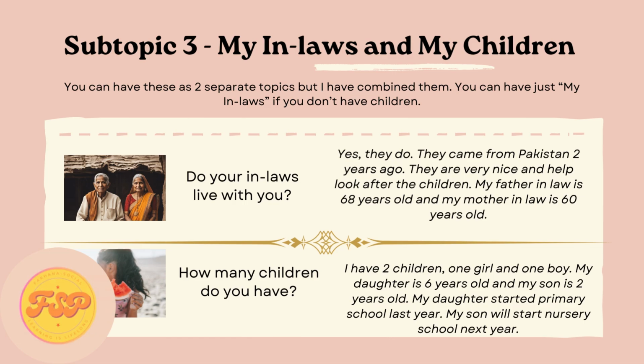The examiner could ask you, "How many children do you have?" And you could answer, "I have two children, one girl and one boy. My daughter is 6 years old and my son is 2 years old. My daughter started primary school last year. My son will start nursery school next year."